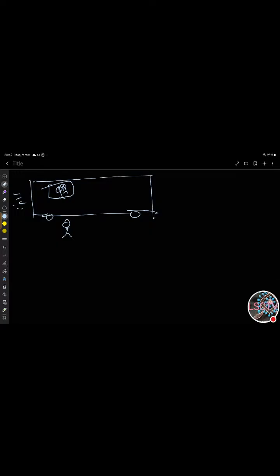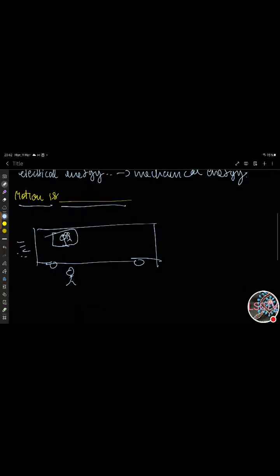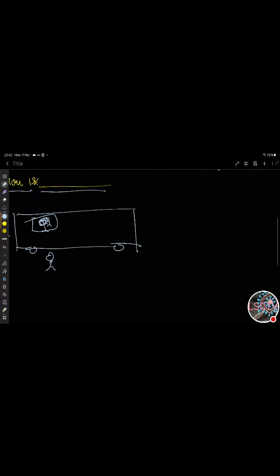So, what do you call this? Motion is. See, with respect to you, the friend is at rest. But let's say you're inside a bus, okay? Imagine this is you. You're looking at your friend who's standing outside. The bus started moving. How will your friend be? With respect to you, would your friend be at rest or moving? Moving.